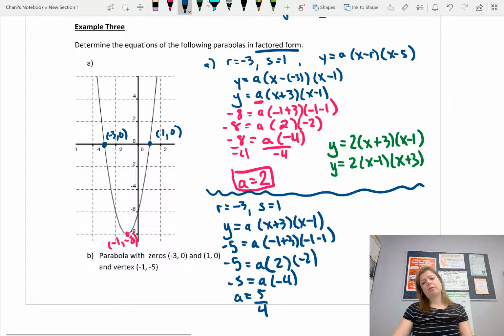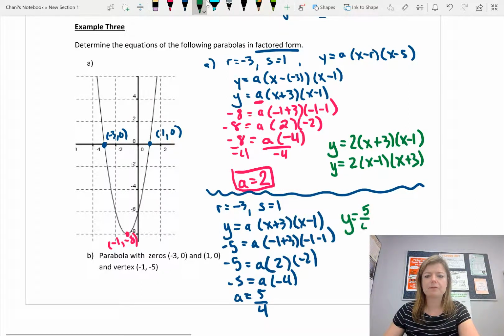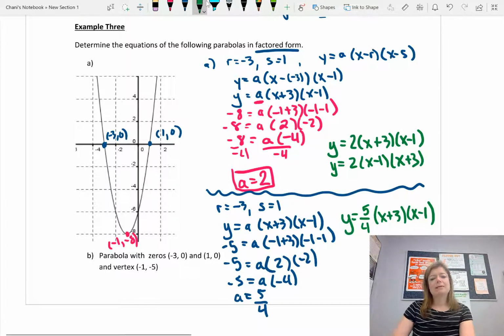Okay, notice that when you do -5 divided by -4, you get 5 over 4. And if it's not in a word problem, it's better to leave this as an improper fraction rather than changing it to a decimal. So your equation then would be y equals 5 over 4, bracket x plus 3, bracket x minus 1. Okay, guys, so that is your first note on the factored form of a quadratic relation.